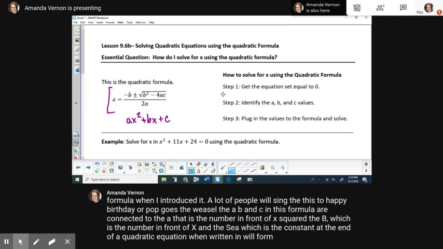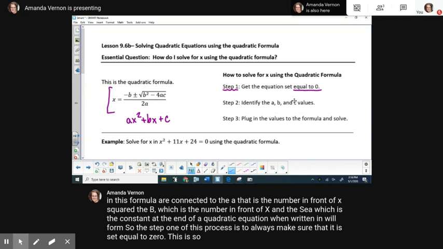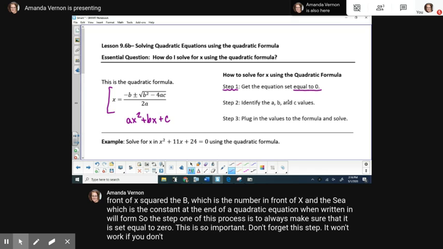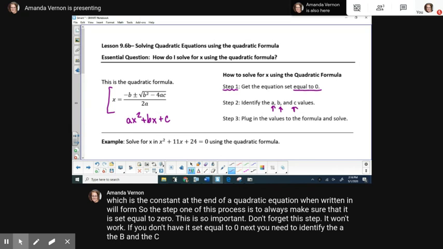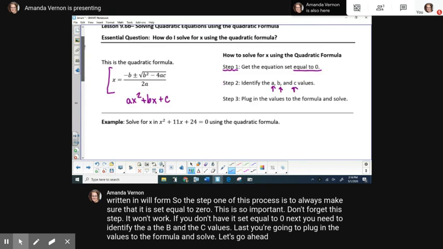So step one of this process is to always make sure that it is set equal to 0. This is so important. Don't forget this step. It won't work if you don't have it set equal to 0. Next, you need to identify the A, the B, and the C values. Last, you're going to plug in the values to the formula and solve. Let's go ahead and practice using the formula today.